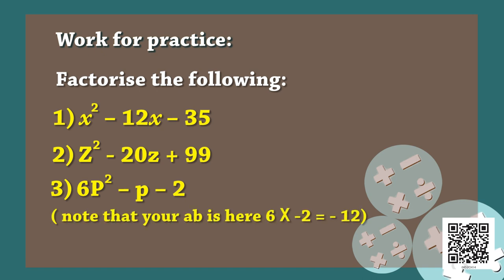For the last problem, note that your A into B is here 6 into minus 2, that is equal to minus 12. From that, you try to find the factors by applying the fourth method. In this way, we have seen four different methods to find the factors of the given algebraic expression. I hope these things will help you to identify the factors of the given algebraic expression.